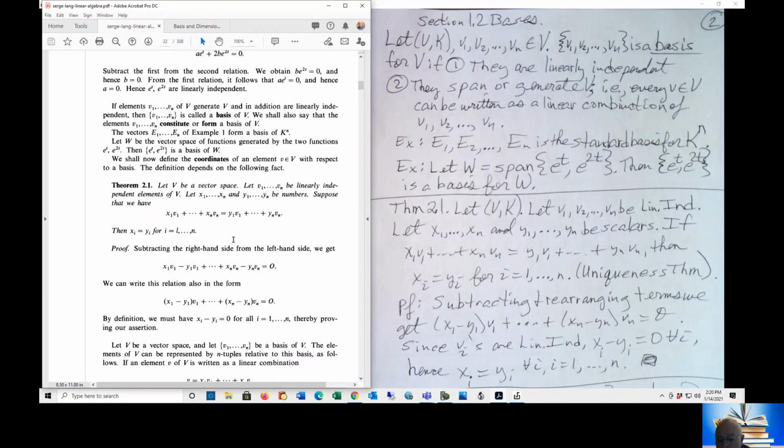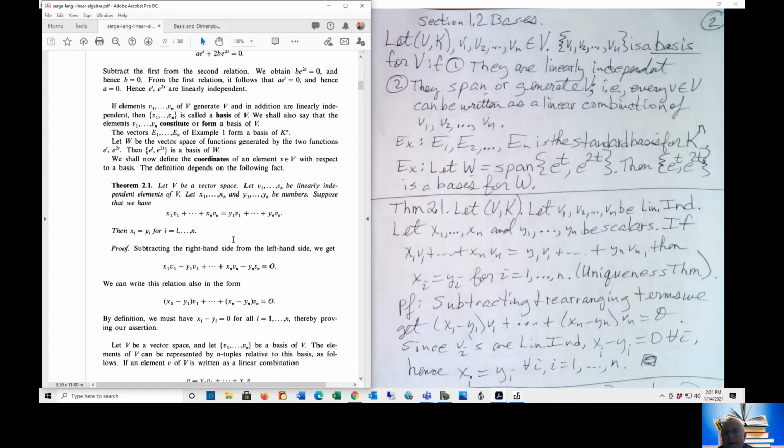The first and very important example is that the unit vectors e1, e2 through en, which are known as the standard unit vectors, form what we call the standard basis for Kn.